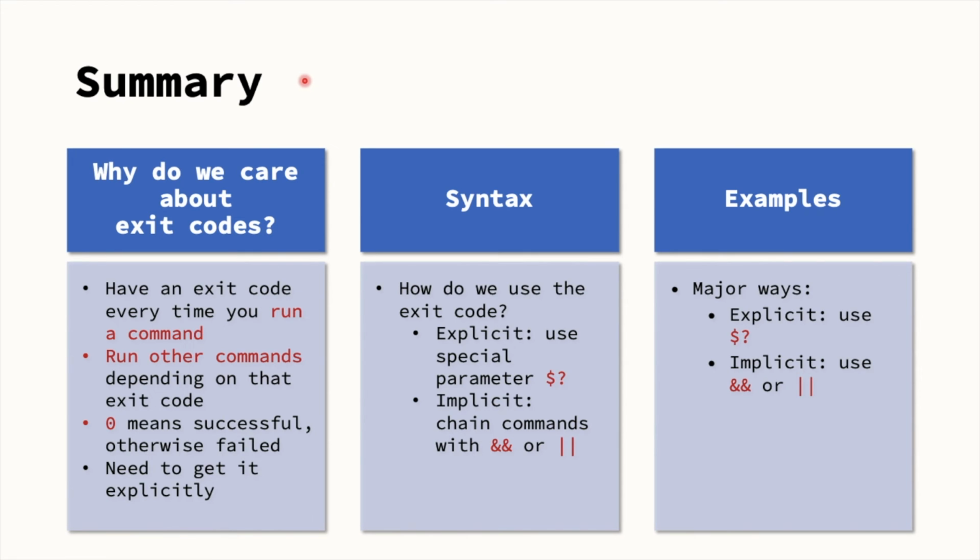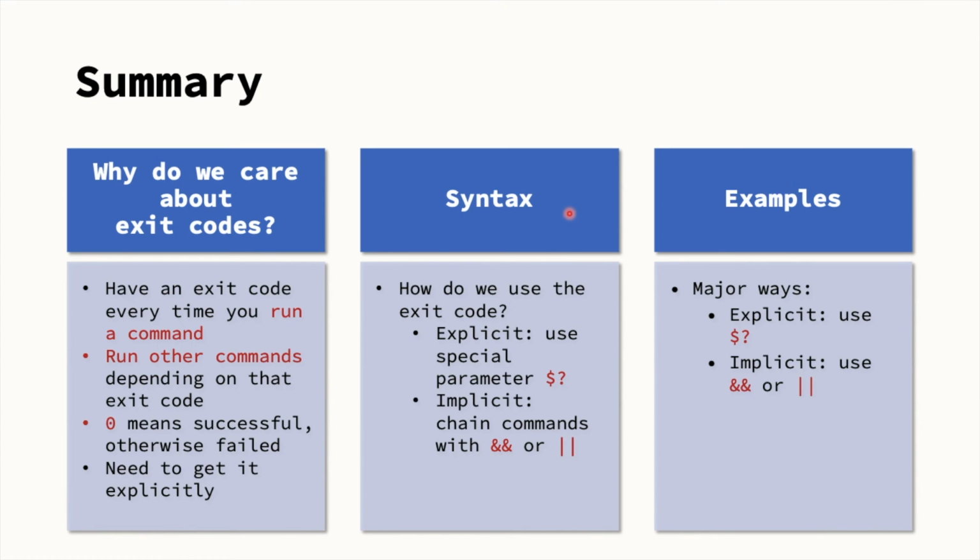Okay, let's review what we have learned today. I'm sure that now you know when and why we will need the exit code. It gets updated every time you run a command, although you have to get it explicitly. When its value is 0, the previous command is successful. Others mean failed. And when you know the last command execution result, you can take different actions depending on that value.